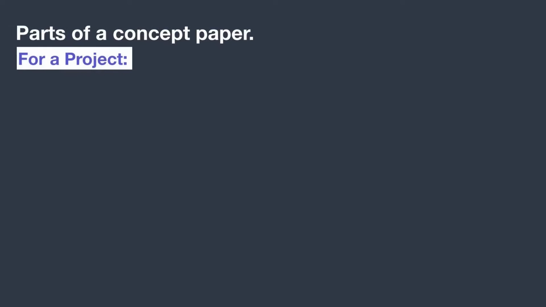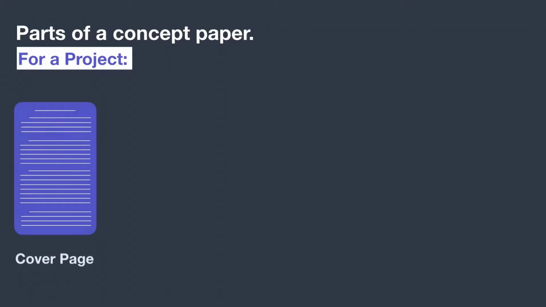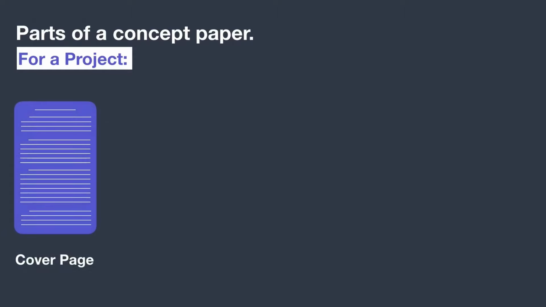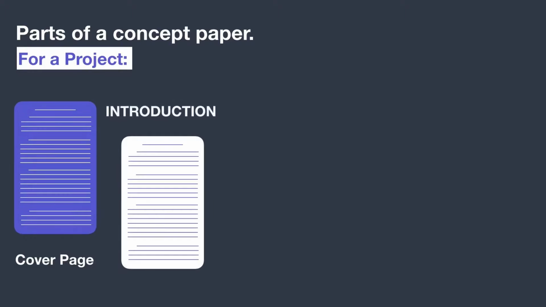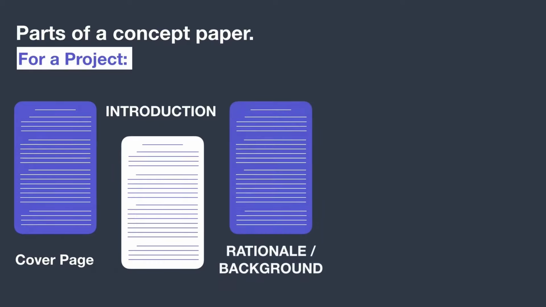1. Cover page. State the name of the proponents and their affiliations. State the personal data of the proponents. State the date of submission and the head of that project. 2. Introduction. Present what the topic contains and why they need to support the project. 3. Rationale or background. State the importance of the project and what are the problems that need solution.